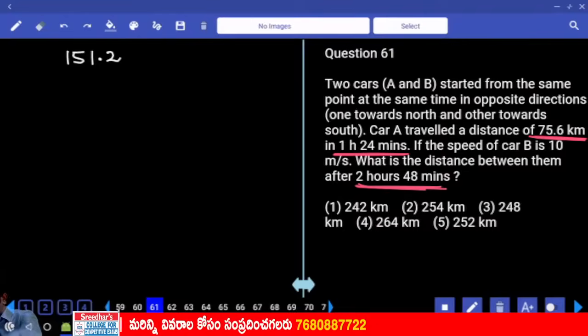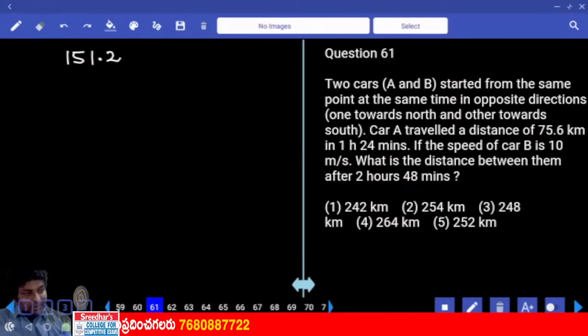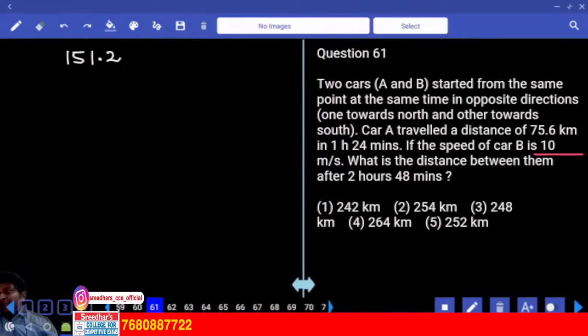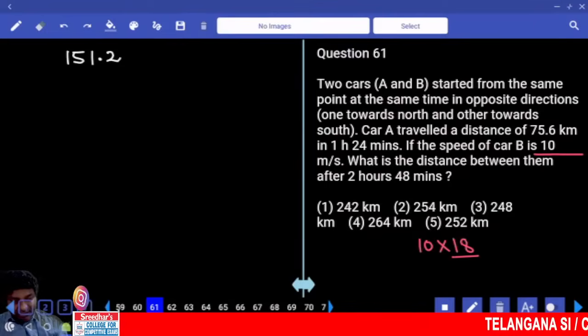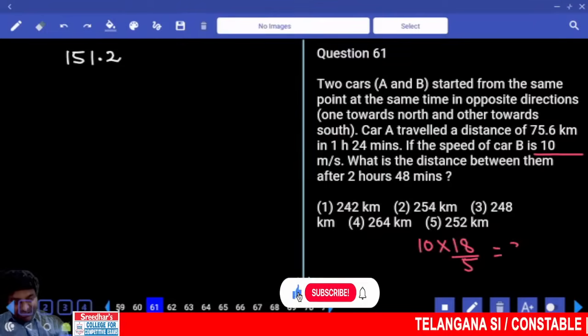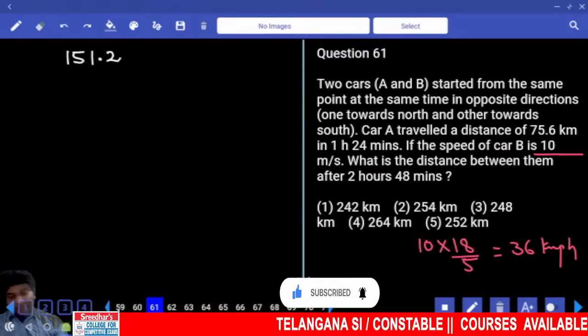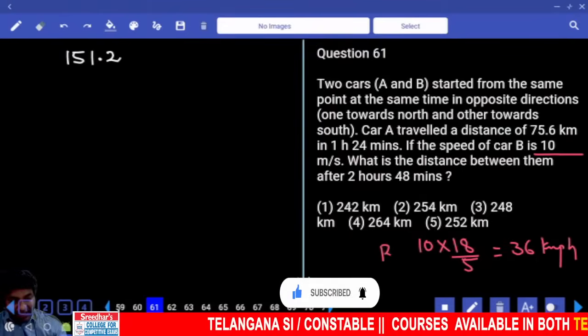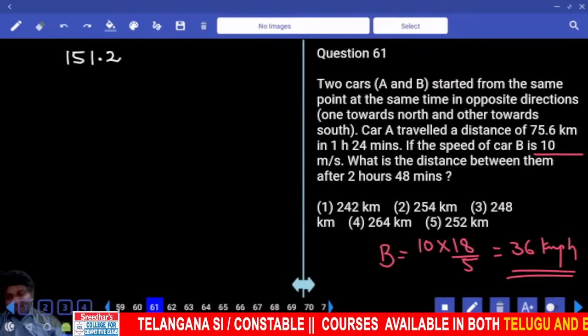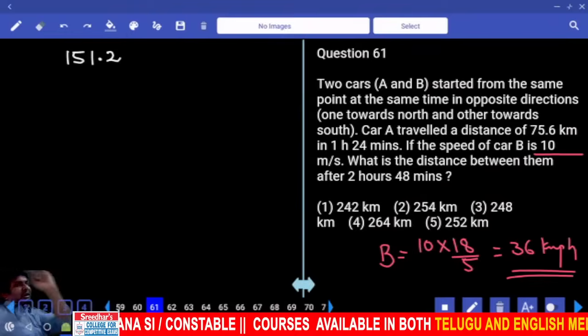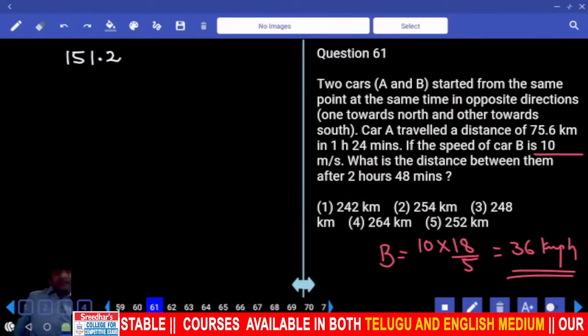151.2. This is the distance covered by the first one. Correct? Now, second one speed, 10 meter per second. I'll separately do it. Meter per second converted to kilometer per hour, multiply by 18 by 5. How much is this? 36 kilometer per hour. This is speed of B. Am I right? If it is 36 kilometer per hour, in 1 hour, how many kilometers will it cover?